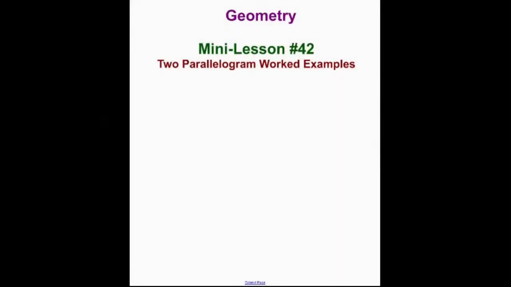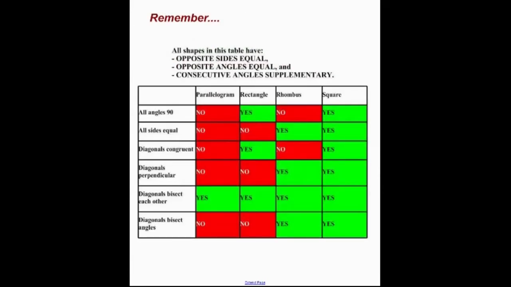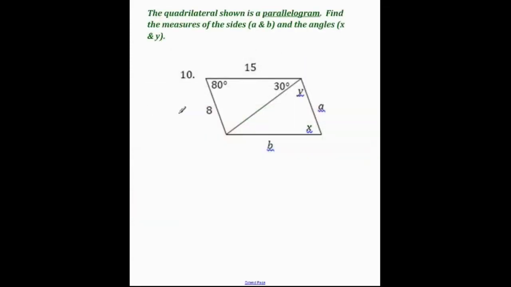I'm going to dive into a couple of parallelogram examples, but first I want to point out the parallelogram definitions that we're going to be applying. And again, the best way to learn these is to actually practice them in specific problems. Now for parallelograms, we have opposite sides equal, opposite angles are equal, consecutive angles are supplementary. In addition, the diagonals bisect each other. Let's go ahead and take a look at a couple of quick examples that help us learn these definitions.